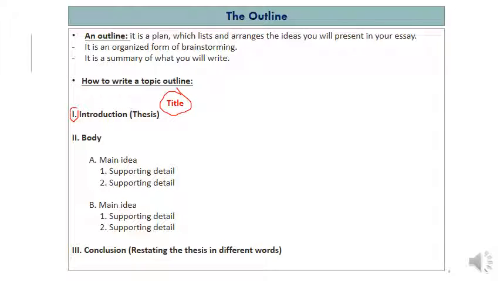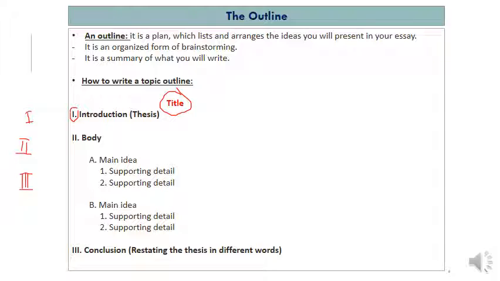That means to number the introduction, I use 1 in Roman numbers. Or you can use it this way. Some people write it this way. 1 or 2 for the body and 3 for the conclusion. I think they're very clear now. Okay? So number 1 for the introduction. In the introduction, I do not write the whole paragraph, of course, in the outline. I just write the most important thing in the introductory paragraph, which is the thesis.